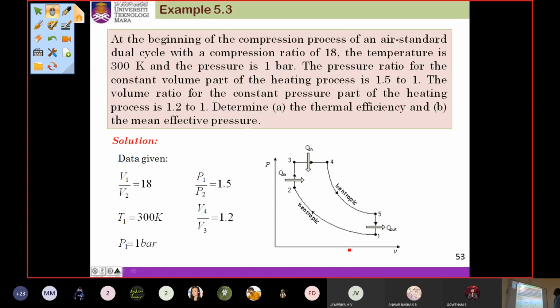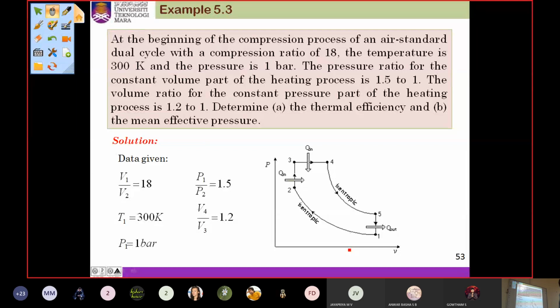Then we can move to the problem for a dual cycle. Just go to the problem. The process will be the same and the formulas will be the same for all the processes. Then we have to calculate the thermal efficiency of the dual cycle. Right, just go through the problem.